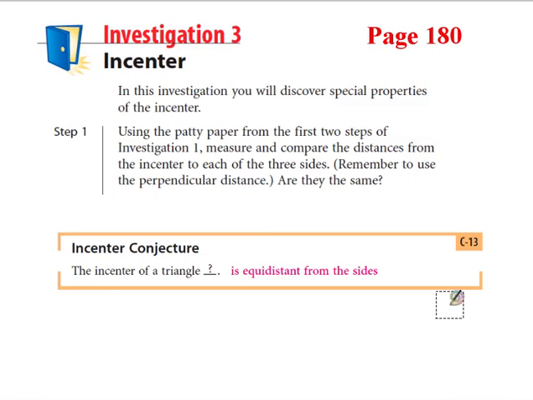So let's recap a little bit about today. Today we learned about the in-center. The in-center was the point of concurrency for the 3 angle bisectors of a triangle. Next we had the circumcenter. The circumcenter was the point of concurrency for the 3 perpendicular bisectors of a triangle. And then we had the orthocenter. The orthocenter was the point of concurrency for the 3 altitudes of a triangle.